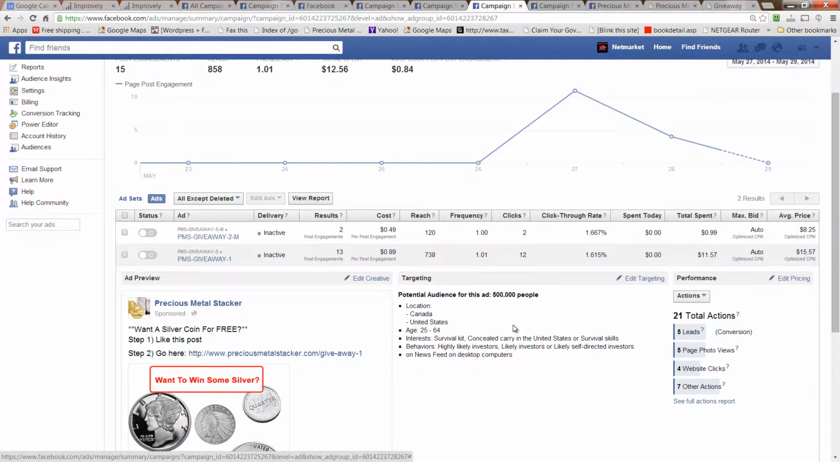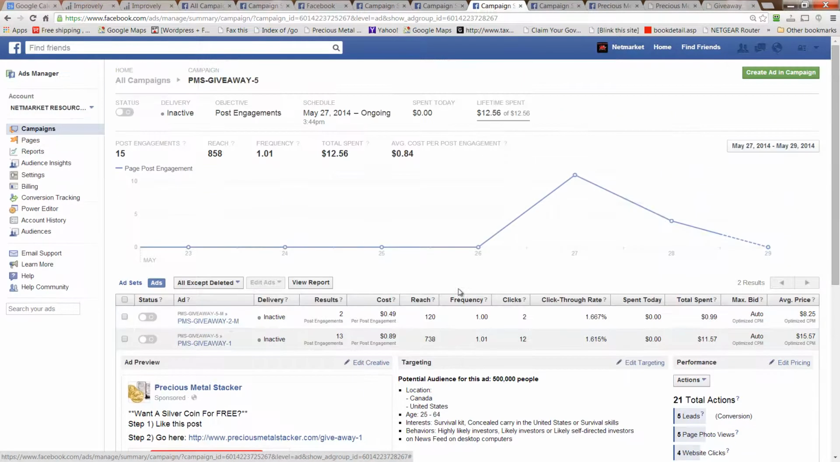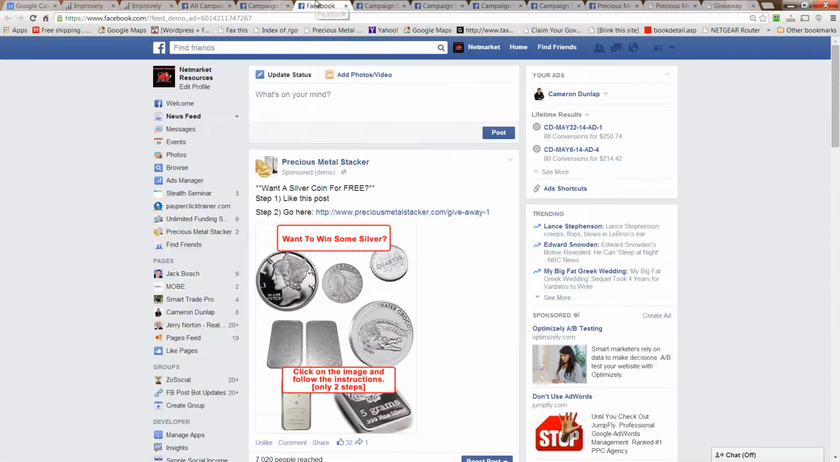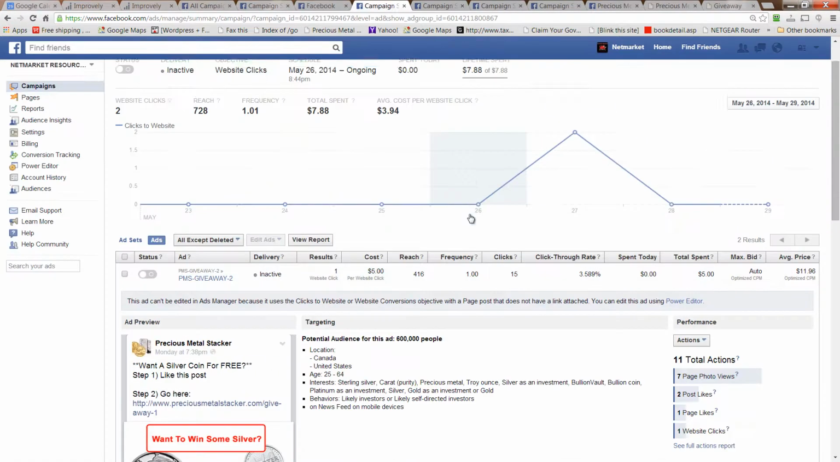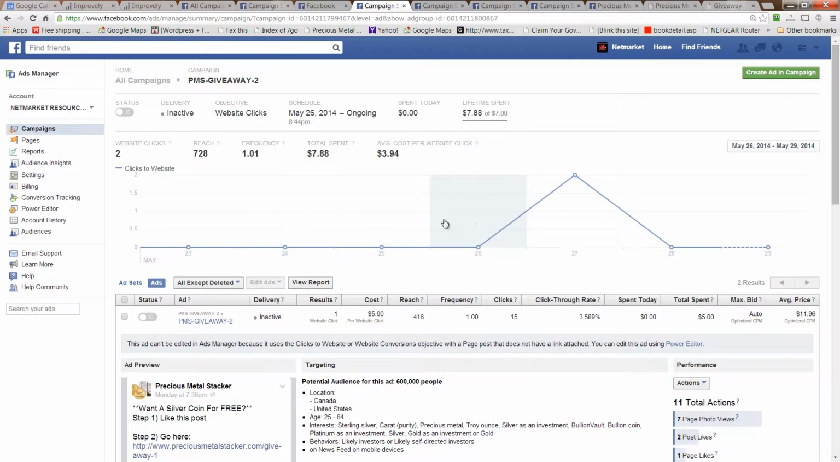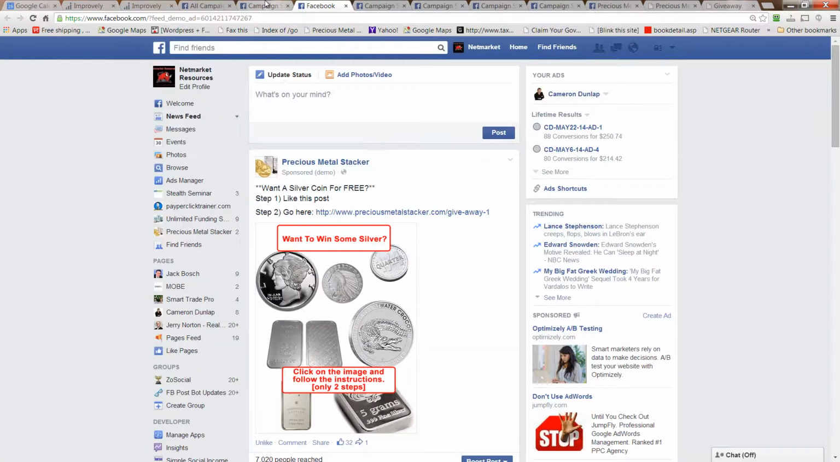And again, did not get the results that we were looking for. So you can see I'm already a few dollars in. And again, you can't be afraid to spend money. You know, you're buying data when you first launch a campaign, and that's okay.